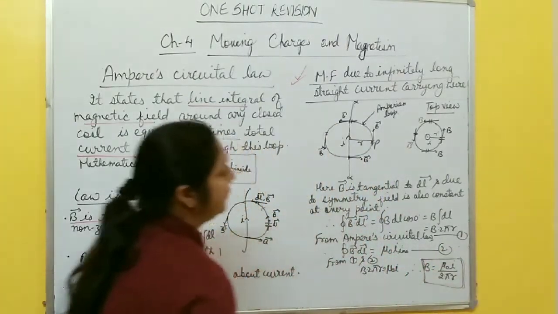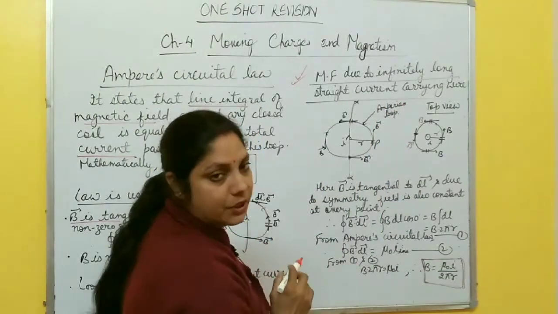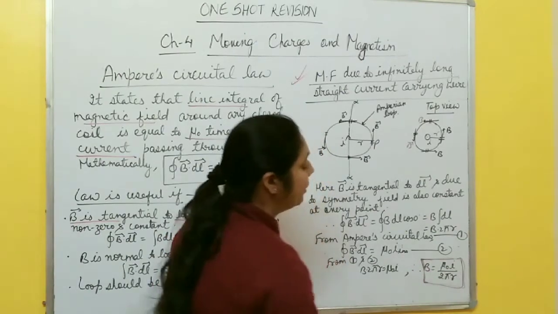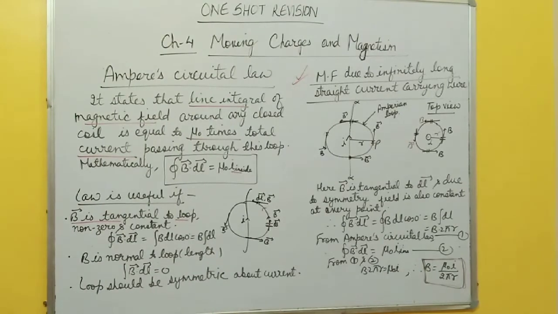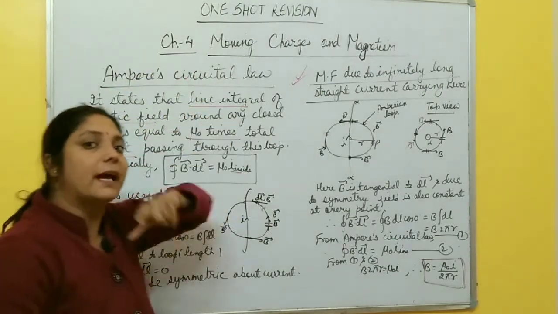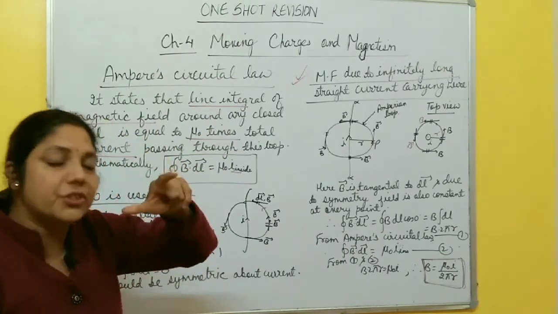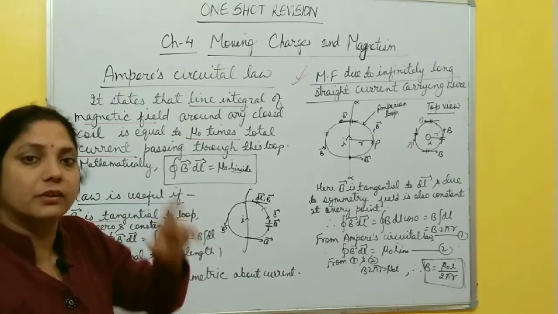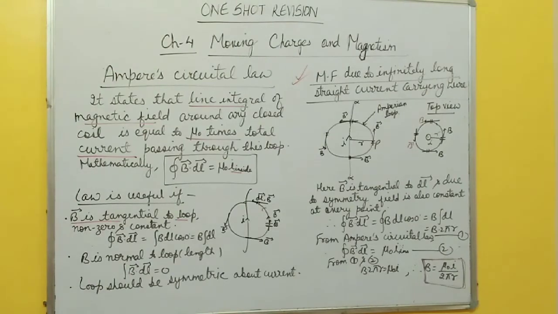This is the magnetic field due to an infinitely long straight current carrying wire using Ampere's Circuital Law. The value is B equal to mu naught I by 2 pi r. In this way, you find the magnetic field by applying Ampere's Circuital Law. To apply this law, you must remember to draw a loop enclosing that current, and the loop should be symmetric about the current, and B should be tangential to the surface and constant on it, so that we can easily apply this law. Please take a screenshot. Then we will move to the next topic, that is solenoid and toroid.